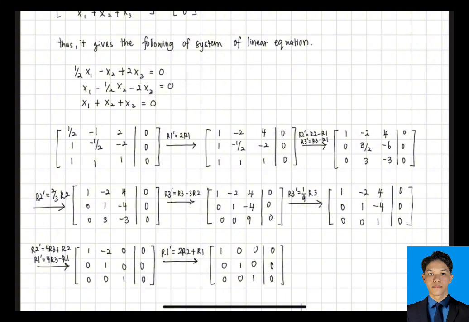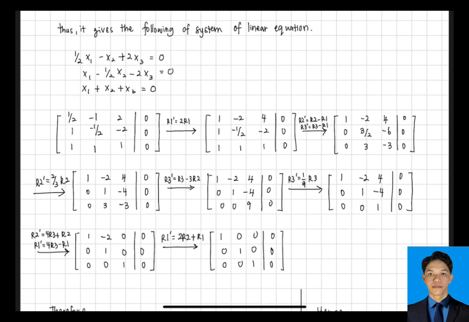Half x1 minus x2 plus 2x3 equals 0. x1 minus half x2 minus 2x3 equals 0. And x1 plus x2 plus x3 equals 0. Then we are going to do RREF on these equations. First of all, we double R1 and it becomes a new matrix. Next, we subtract R1 from R2 and R1 from R3. Next, we multiply R2 by 2 over 3. And then we find a new R3 by combining R3 with R2.